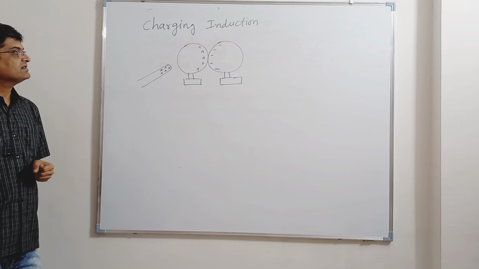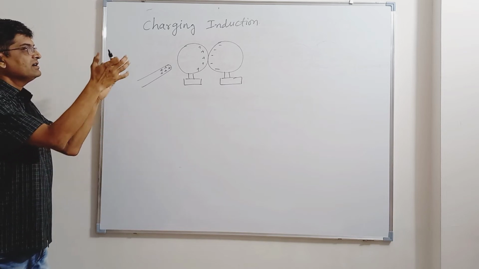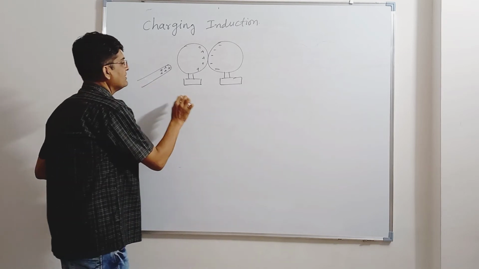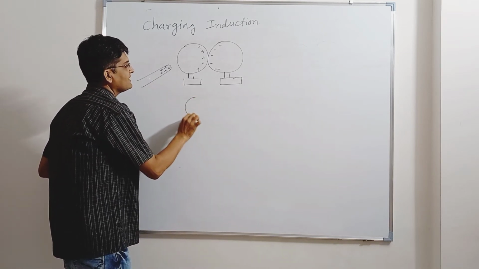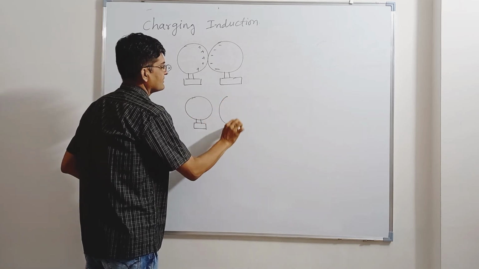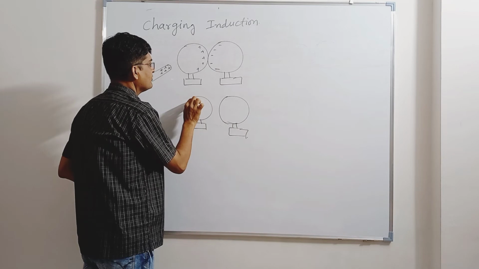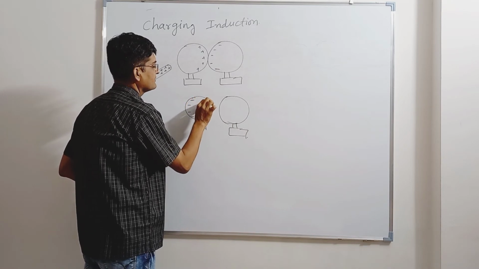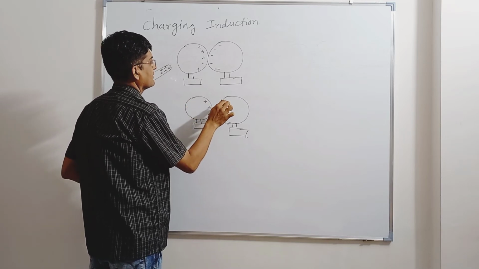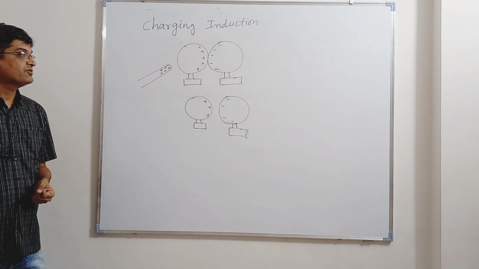Now if I remove this rod which is positively charged, then the whole distribution will get neutralized again and nothing is going to happen. But keeping this rod in the same position, suppose I move away these two spheres, then it is going to continue in this fashion, and there is going to be a force also experienced between these two spheres.